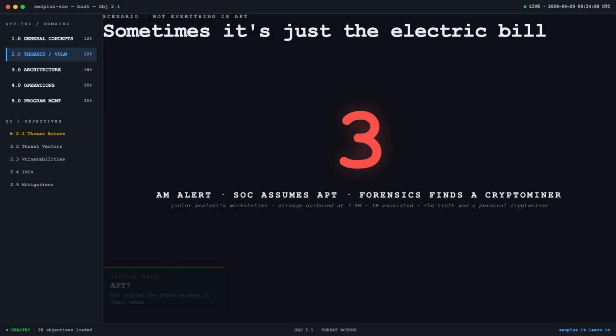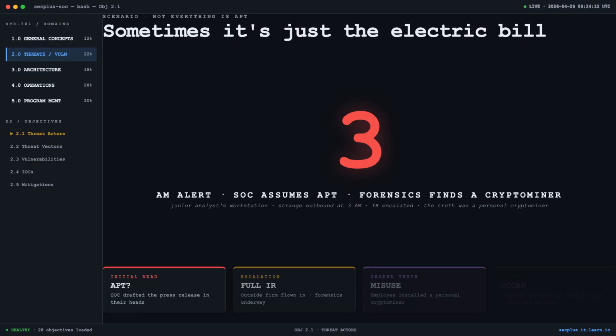The analyst had installed a personal Cryptominer on the corporate laptop because his electric bill at home was getting expensive. Not nation state, not even malicious in the corporate espionage sense, just an employee misusing assets. The lesson is the same as the law firm story. You have to know all the actors because the simplest explanation usually wins, and assuming nation state every time is how you burn down your IR budget on the wrong threat.